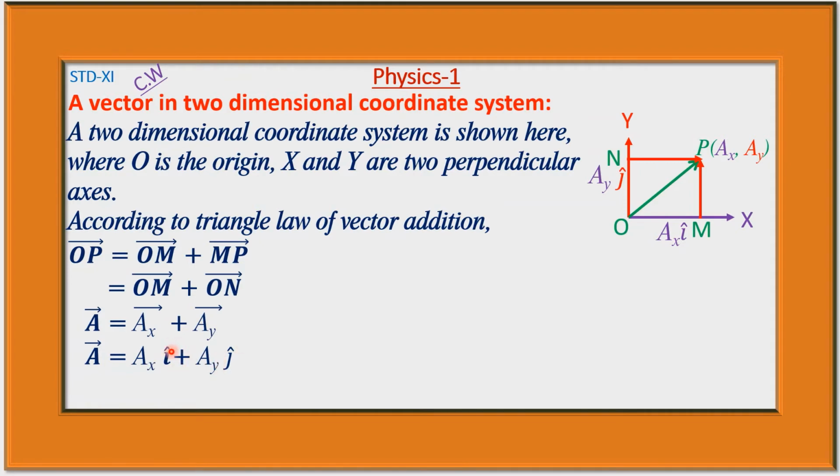Here i is the unit vector which is along the x-axis and j is the unit vector which is along the y-axis. So we can express this vector A with its components, that is, vector A is Ax i plus Ay j. This is the representation of a vector in a two-dimensional coordinate system. That is, along the x-axis its component is Ax, and along the y-axis its component is Ay, and vector A is Ax i plus Ay j.